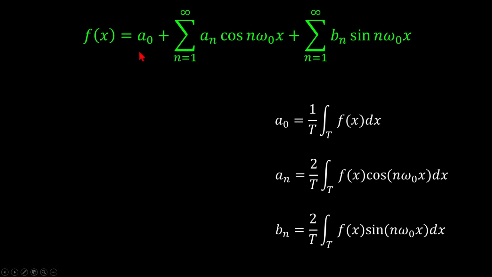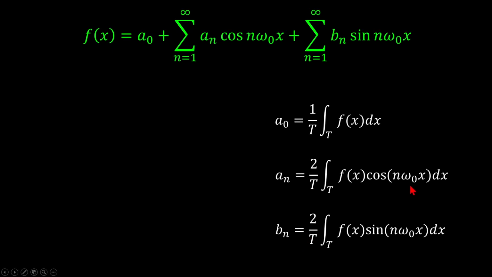We have a constant a0, we have cosine terms, and we have sine terms. So the task for us is to calculate a0, an, and bn. n is from 1 to infinity. Analytically, we can calculate the coefficients using these integrals. For example, a0 is the average of the signal, an can be calculated by this, and so the bn.